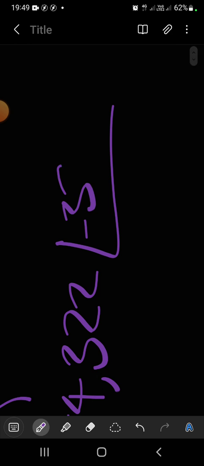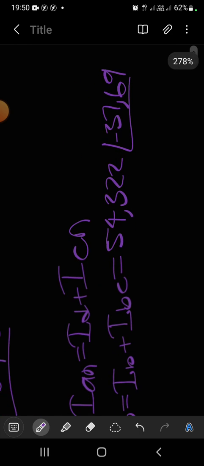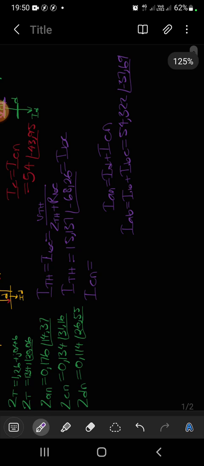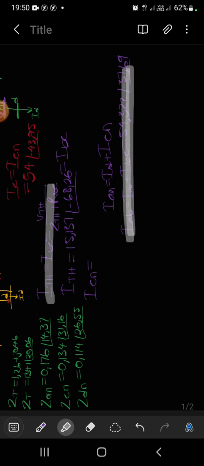Remember, they found their IAB as 54,322 at an angle of minus 37,69, and then you already found the Thevenin, which is IBC, right? So that is, I think it's 28 marks. So that's your 28 marks, guys. That's if they will ask it like this.